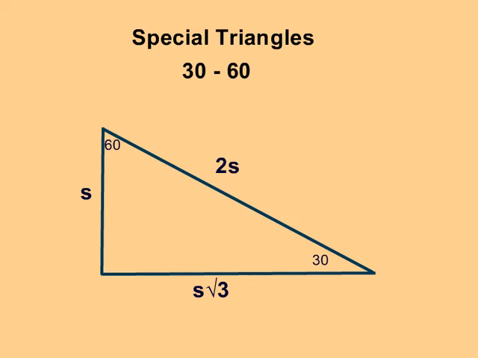A good way to remember this is that it's the square root of 3 because 30 starts with a 3. And the hypotenuse is twice the short side because 60 is twice 30.